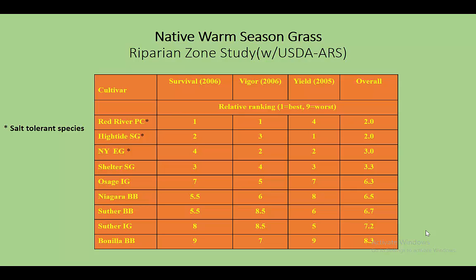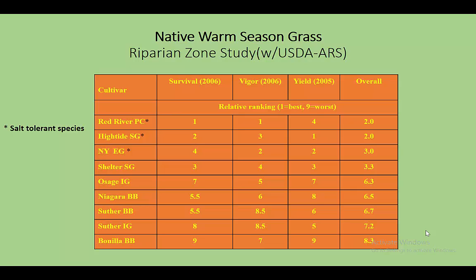But we did it with the USDA-ARS, the Ag Research Service, out of the University Park Pasture Lab in central Pennsylvania. And we did both a controlled study in the greenhouse and then took the results and the same species we used in the control study to the field. This happens to be the field data.